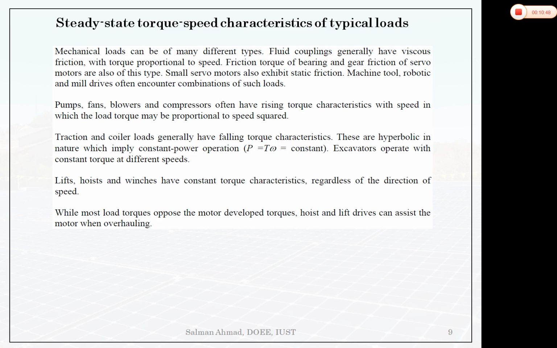So, different types of loads and their torque characteristics. I have discussed them normally. You can read these slides.